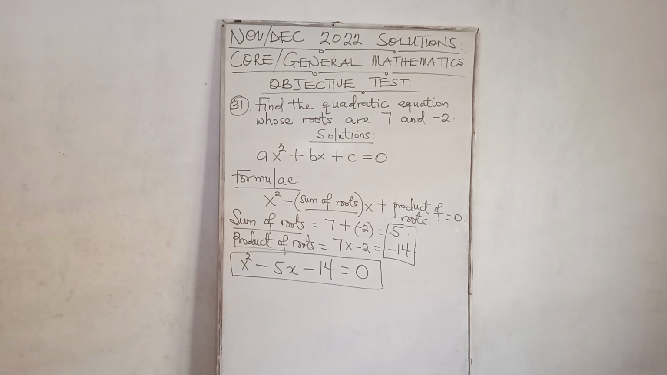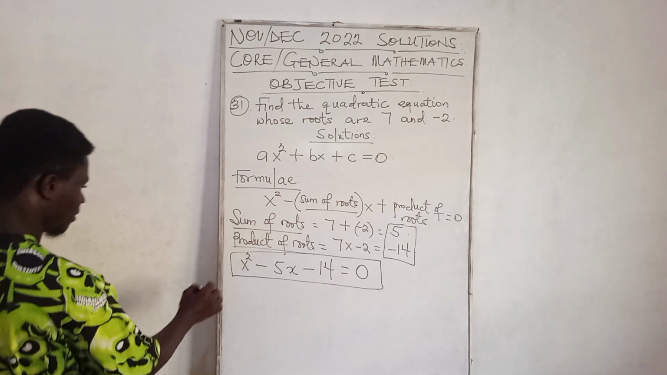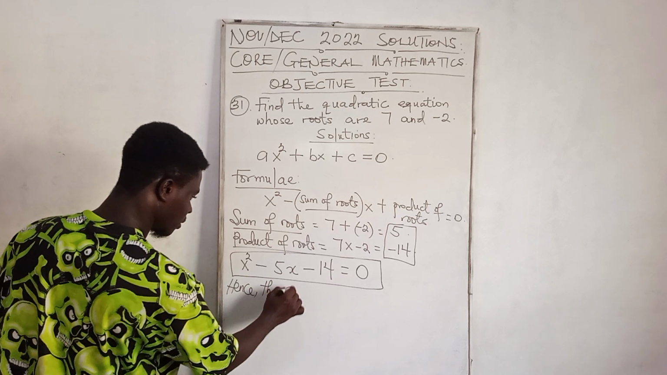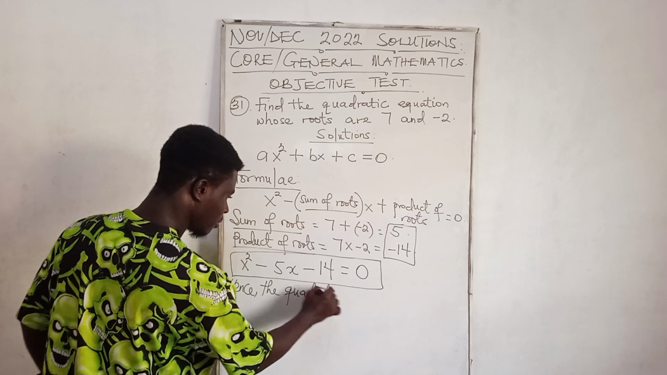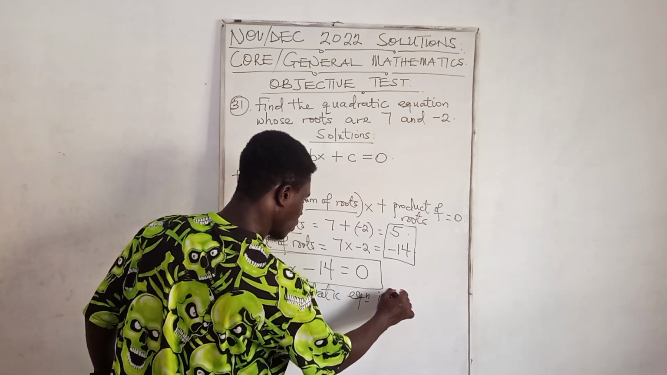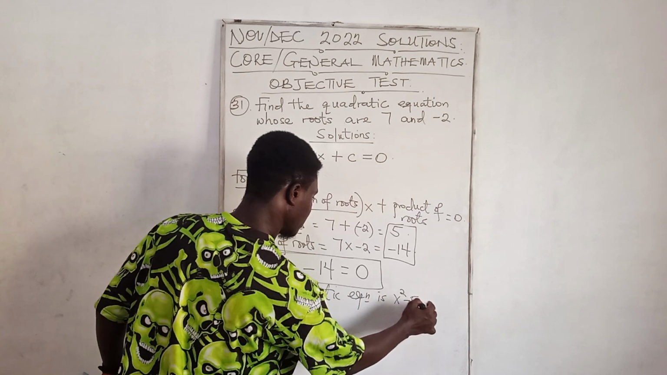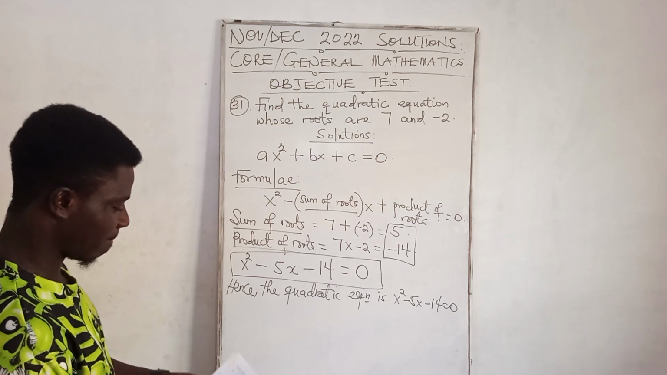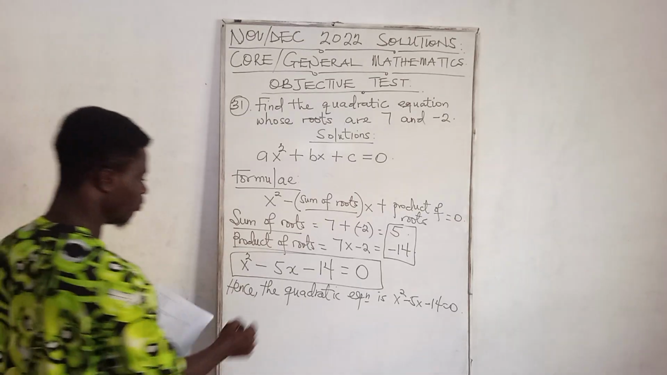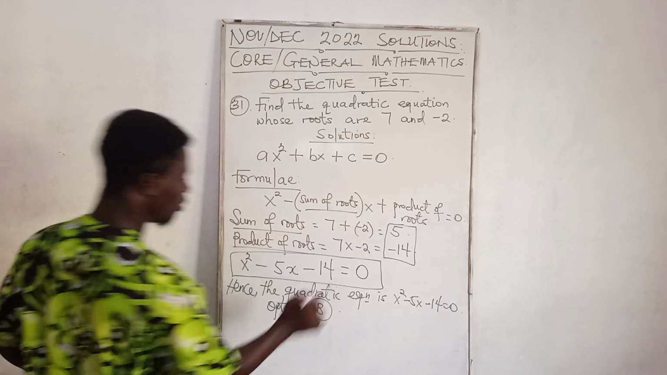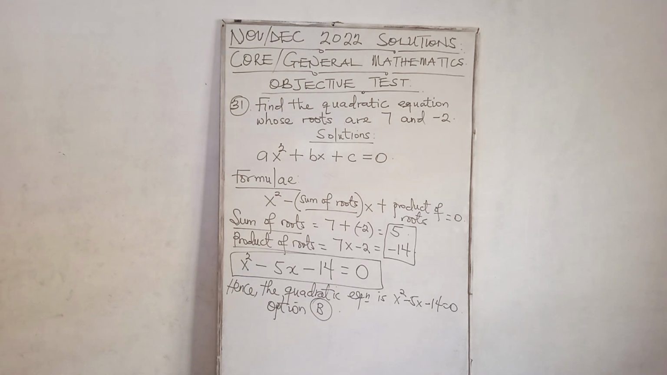So hence our quadratic equation is x squared minus 5x minus 14 equals 0, which is option B. Option B for boy.